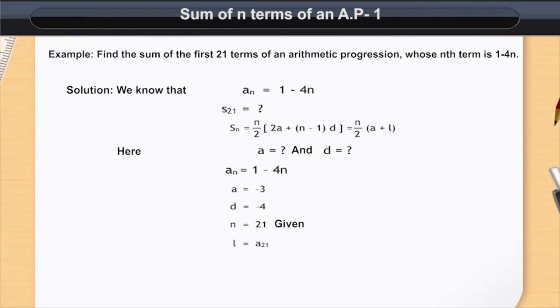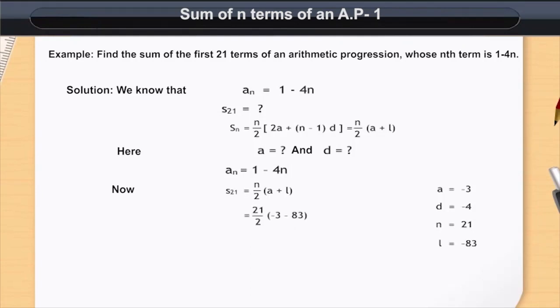n is equal to 21, given. l is equal to a21, which is equal to 1 minus 4 into 21, which is equal to minus 83. Now S21 is equal to n by 2 [a plus l], which is equal to 21 by 2 of [minus 3 minus 83], which is equal to minus 903.